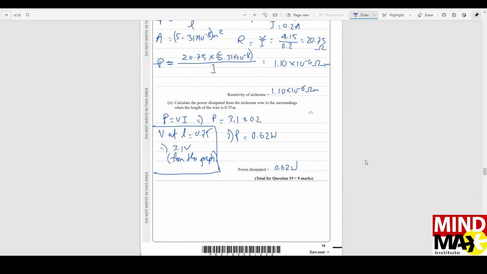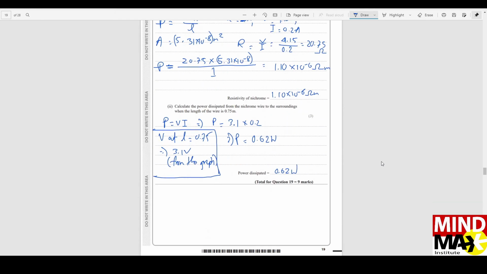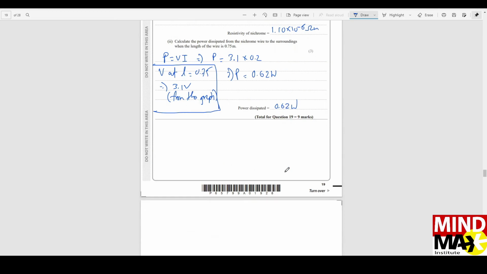Power is voltage into current. So voltage is the voltage at length 0.75. If you look carefully at length 0.75 in this question, 0.75 is here, and this corresponds exactly to 3.1 volts on the voltage axis. So 3.1, and the current is fixed at 0.2. That's mentioned in the question. So this is the power dissipated.